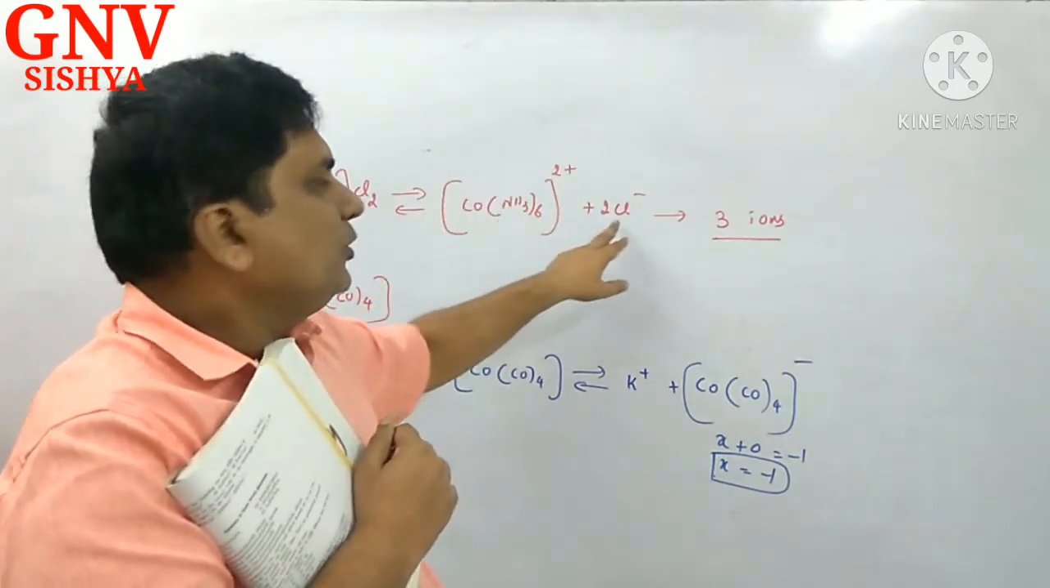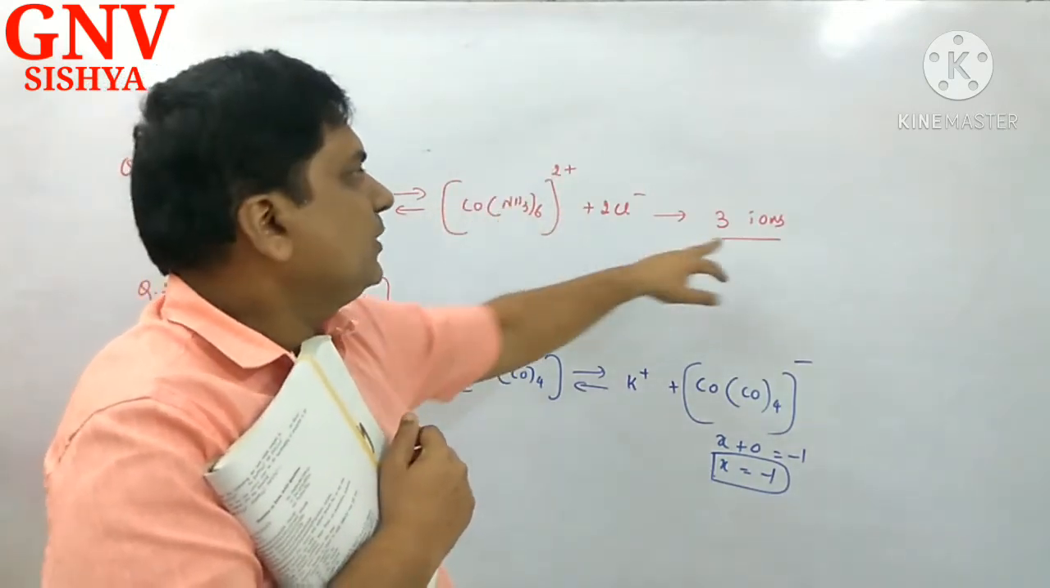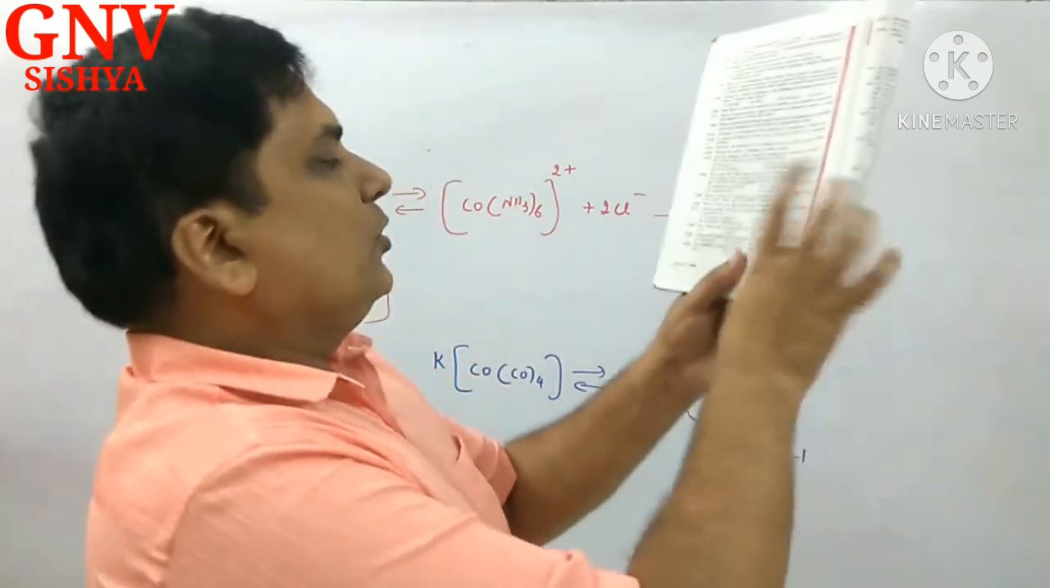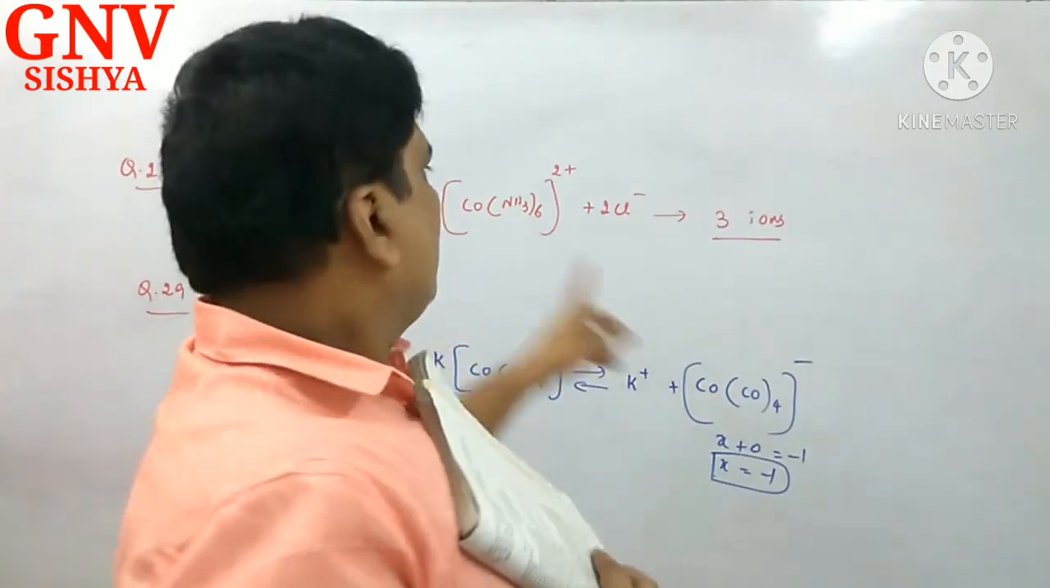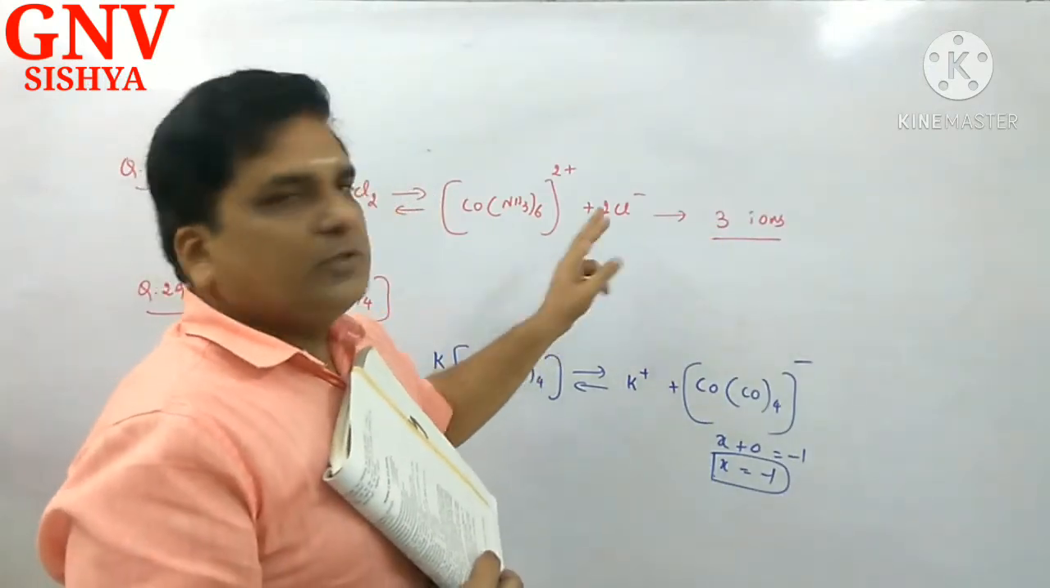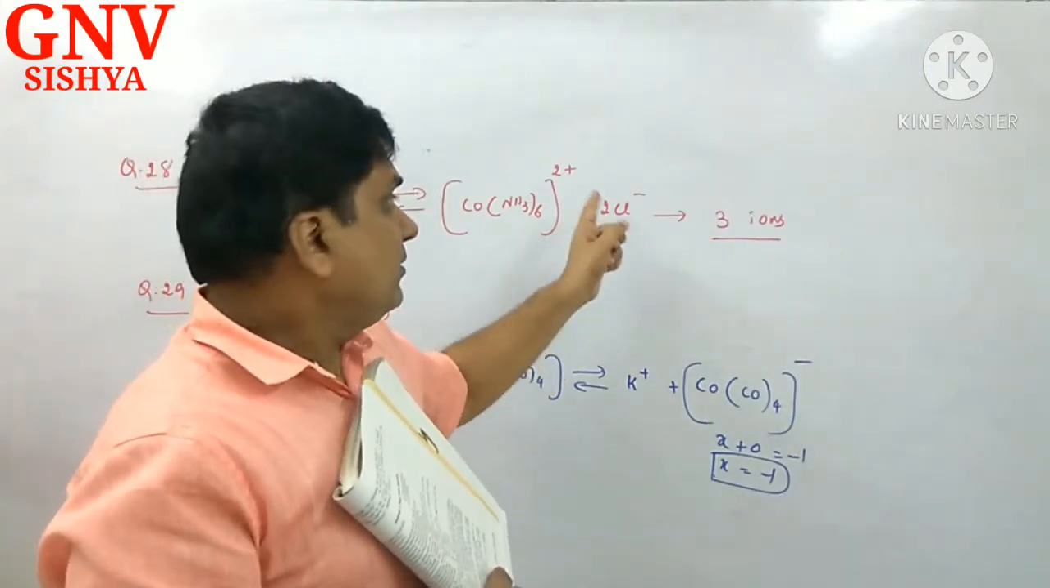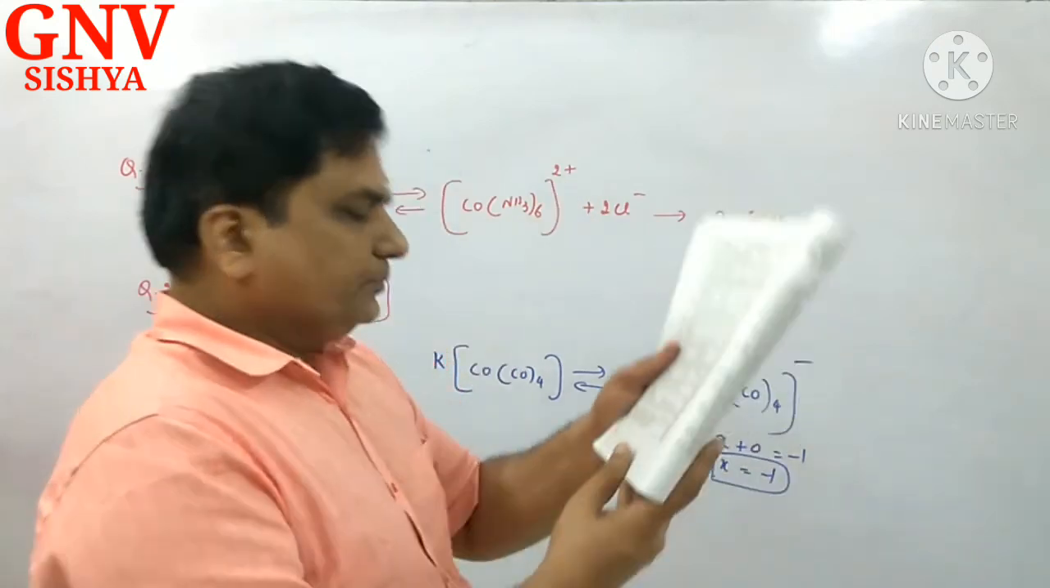1 complex ion, 2 simple ions. Altogether 2 plus 1, how much more? 3 ions. So I think option C is correct. 3 ions are produced. 1 complex ion, 2 simple ions. In this case, which is the counter ion? This is the counter ion.